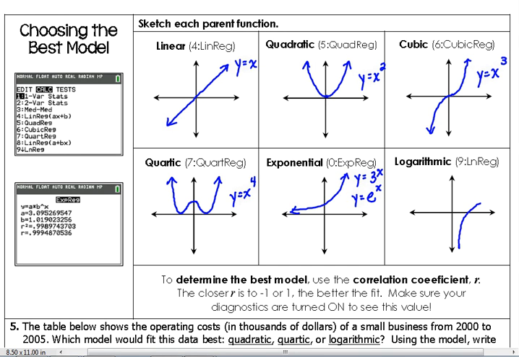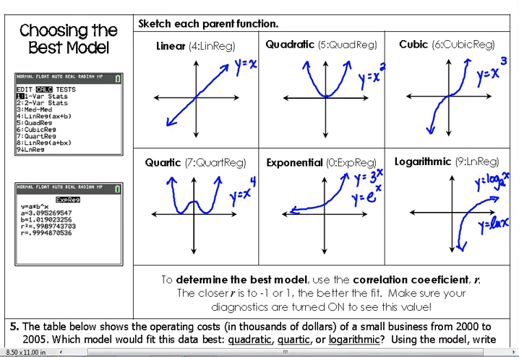And then logarithmic, this is what your logarithmic parent function looks like. It could be log base 2 of x, or in the calculator, it always uses the natural log of x when you do the LN regression, the natural log regression.